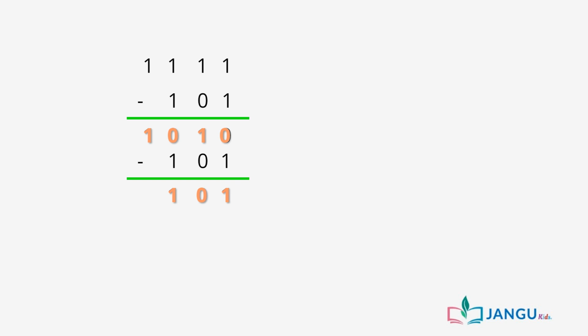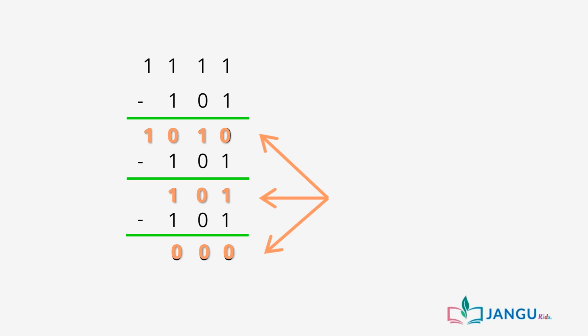difference we'll note down. Next, we subtract the divisor from 101. 1 minus 1 is 0. 0 minus 0 is 0. 1 minus 1 is 0. We have obtained 0, which marks the end of the repeated subtraction. 1111 base 2 is subtracted 3 times from 101 with a remainder of 0.